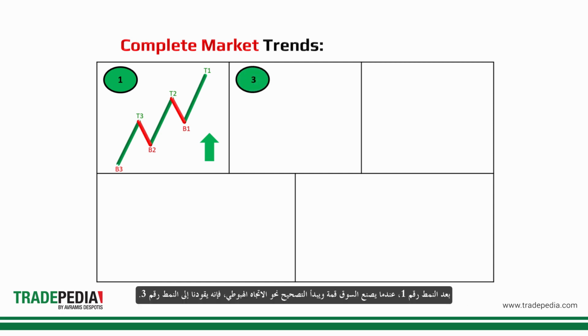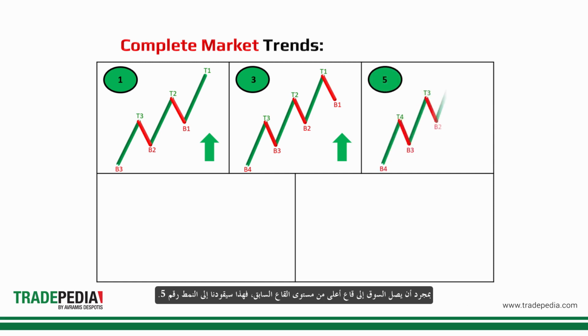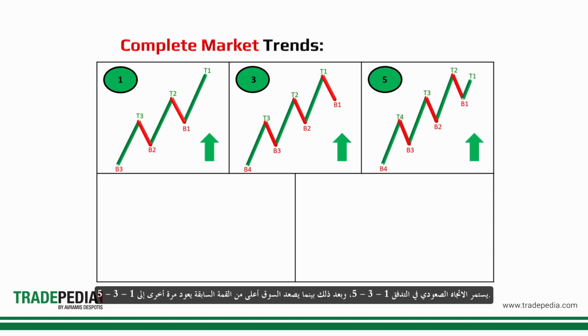After pattern number 1, when the market creates a top and starts correcting downwards, it leads us to pattern number 3. Now, as long as B1 remains above B2, we continue to have a strong uptrend in price. And once the market finds a bottom higher than the level of the previous bottom, then that leads us to pattern number 5. And the uptrend will continue to flow 1, 3, 5, and then as we break the previous top, back to 1, 3, 5 again.